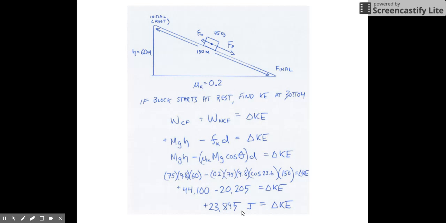The next step for this problem might be to ask, what is the actual velocity of the object at the end of the ramp? And of course, you can just solve for that by setting the 23,000 equal to 1/2 mv squared and solving for v. My point in showing you this is that friction is taking away joules and it's leaving you with less kinetic energy at the end.